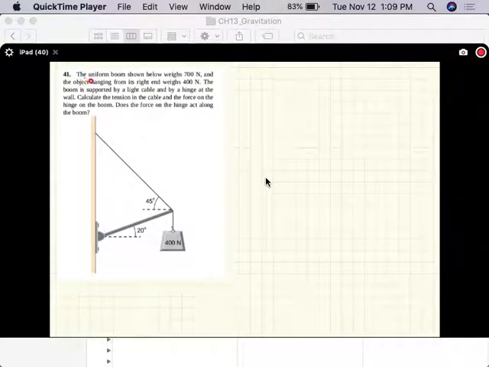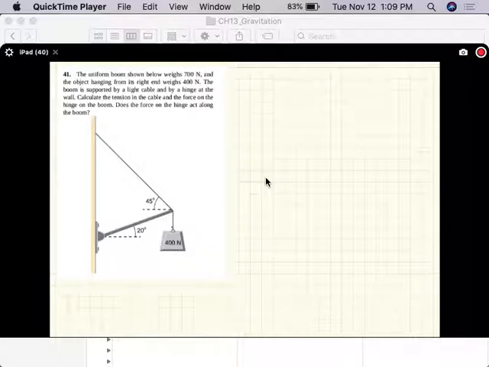Alright, this problem says the uniform boom shown below weighs 700 newtons. So this boom weighs 700 newtons and its weight acts at its geometric center. And the object hanging from its right end weighs 400 newtons, at 45 degrees. The boom is supported by a light cable and by the hinge at the wall. So there's the hinge. Calculate the tension in the cable and the force on the hinge.